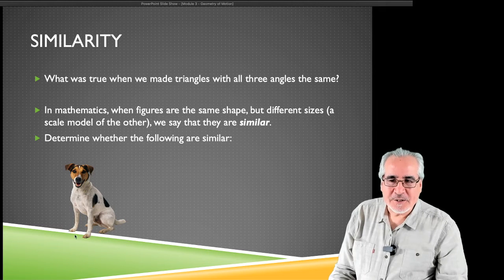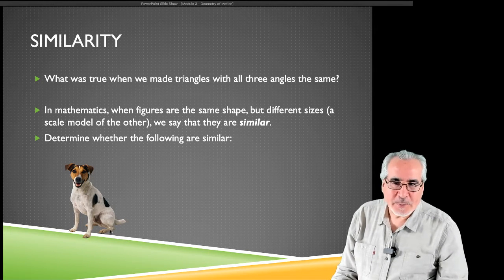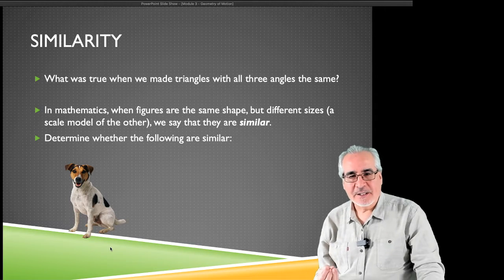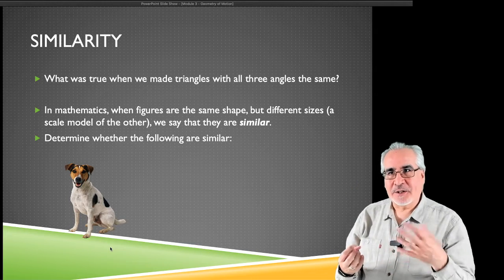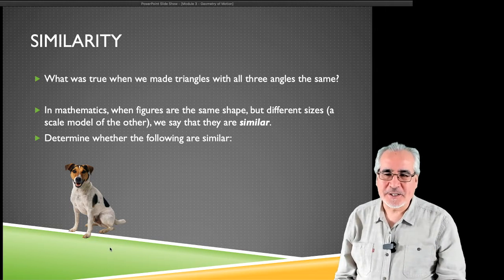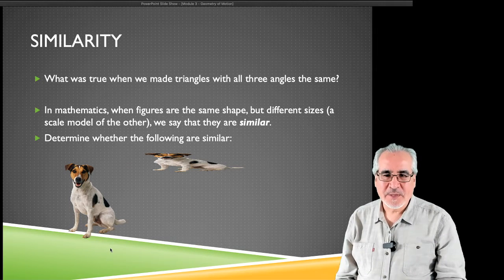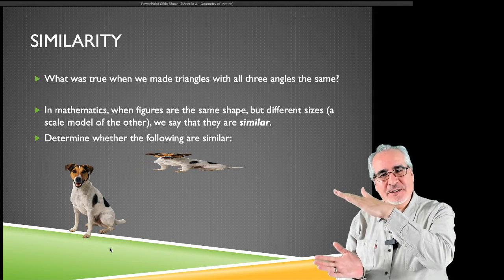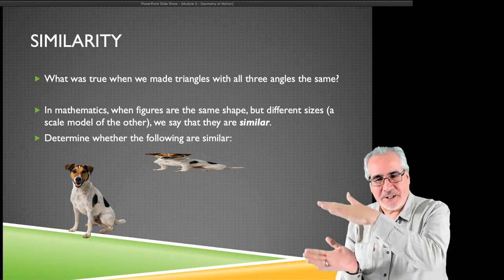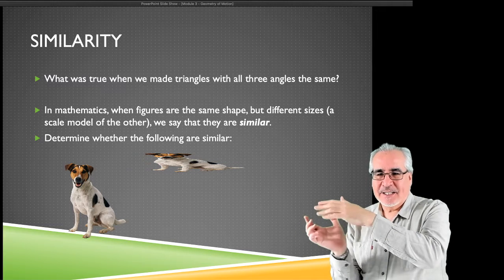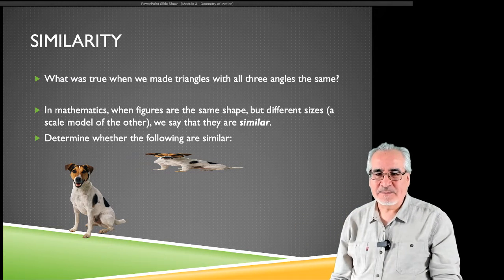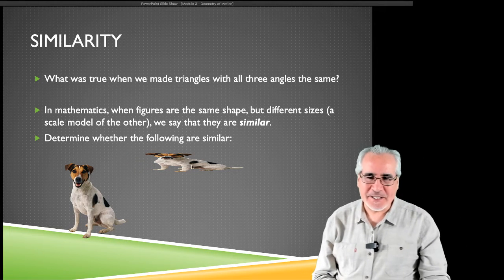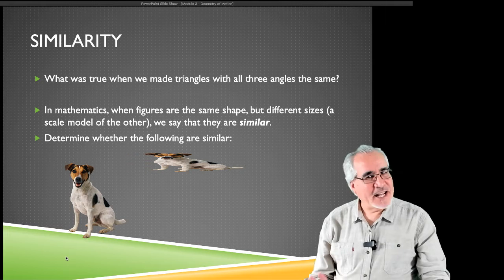But similar. So here's our little friend Spot, and we want to determine which of the other drawings of Spot are similar. So what do you think about this one? Well, was he just shrunk? It looks like he was shrunk down vertically, I guess. But no, I wouldn't call that a similar Spot. It looks different, right? So that's not similarity.